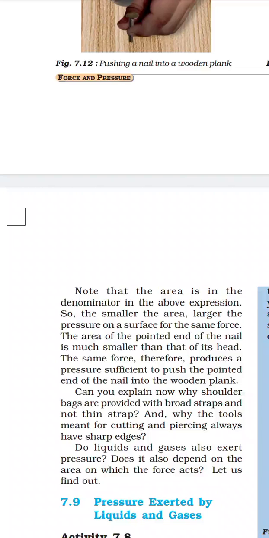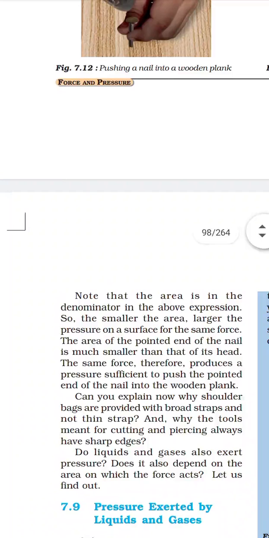Note that the area is in the denominator in the above expression. So the smaller the area, the larger the pressure on a surface for the same force. The area of the pointed end of the nail is much smaller than the head. The same force therefore produces a pressure sufficient to push the pointed end into the wooden plank.